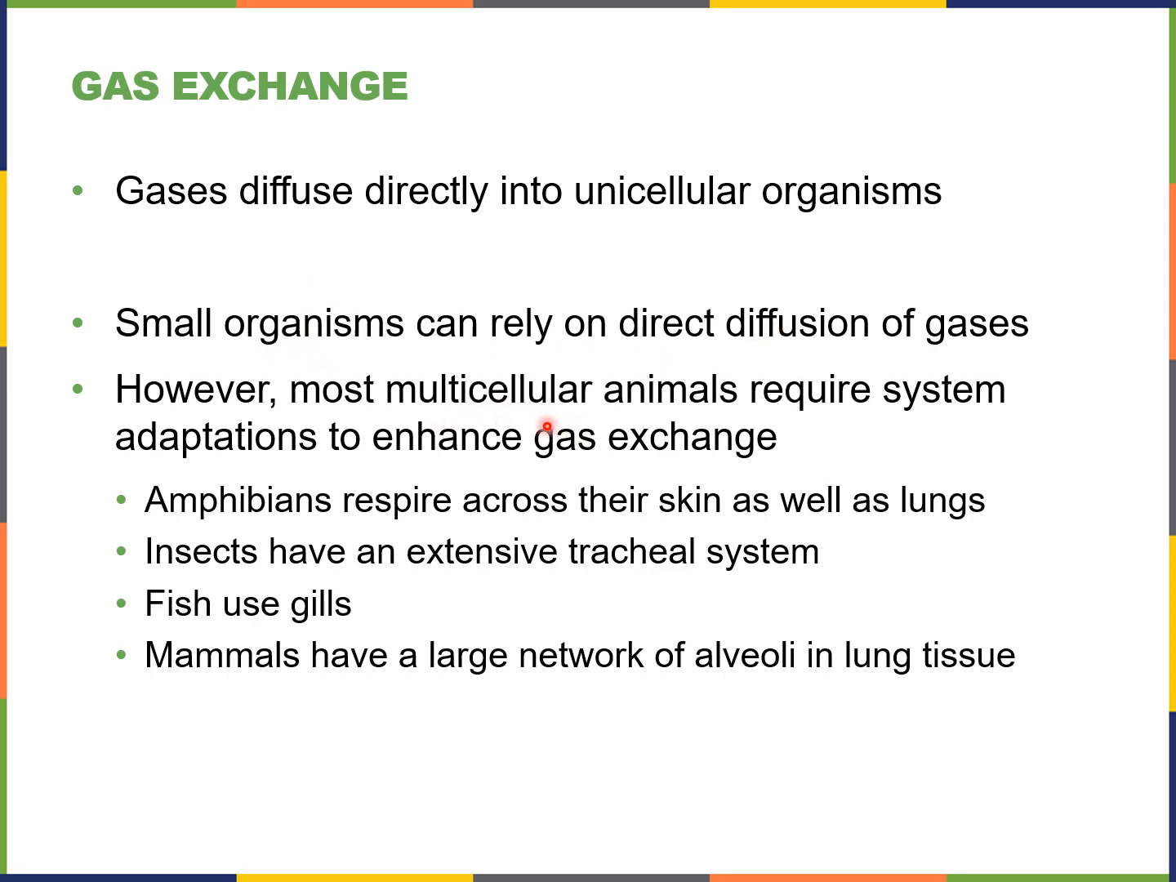But once you're bigger, you're multicellular, that's when you have to have certain adaptations that will enhance your gas exchange, increase that diffusion rate. So amphibians, for example, can respire across their skin as well as their lungs. Insects have an extensive tracheal system. Fish use their gills. And then as mammals, we have a large network of alveoli within our lung tissue. And that is what increases that surface area and decreases the distance between where our blood is meeting the oxygen coming in through our lungs.